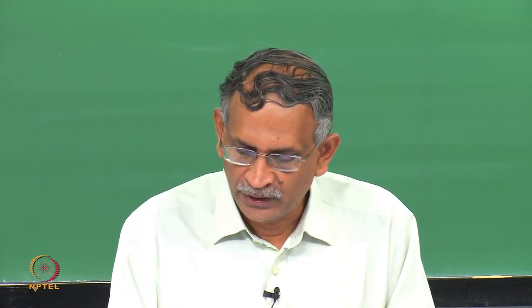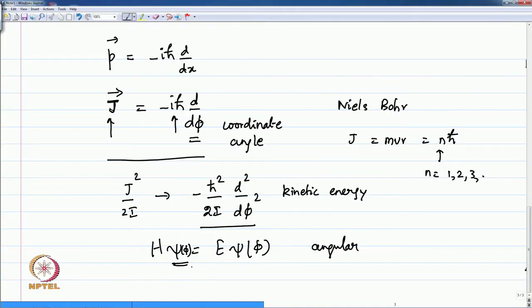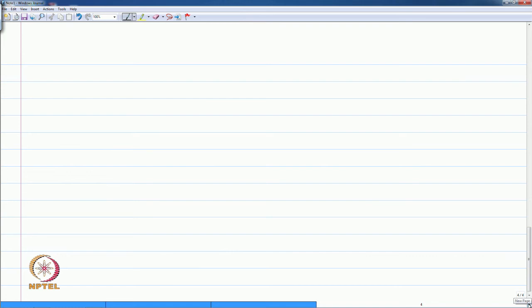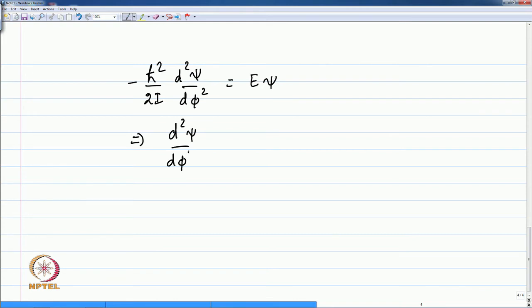The wave function is a function of the angular coordinate phi, and therefore, the solution that you have to worry about is the solution of the equation minus h bar square by 2I d square psi by d phi square is equal to E psi, which is, if you write that, d square psi by d phi square plus 2I E by h bar square psi is equal to 0.